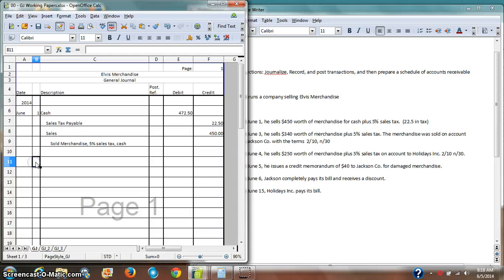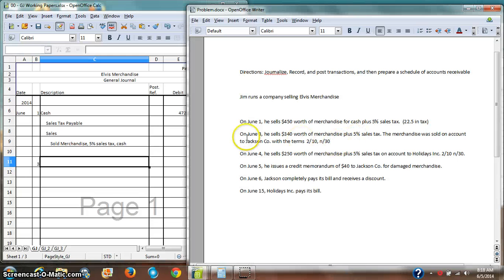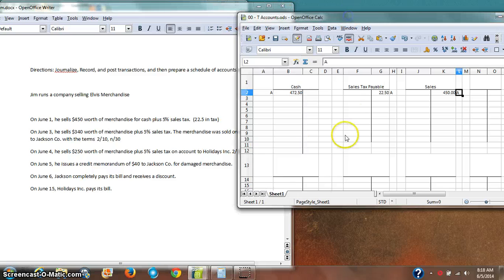Now it's time for the June 3rd transaction. On June 3rd, our hero sells $340 worth of merchandise plus 5% sales tax. The merchandise was sold on account to Jackson Company with terms 2/10, n/30. Well, I'll talk about what those terms mean in a minute, but first let's do this transaction. We can do it in T accounts first.